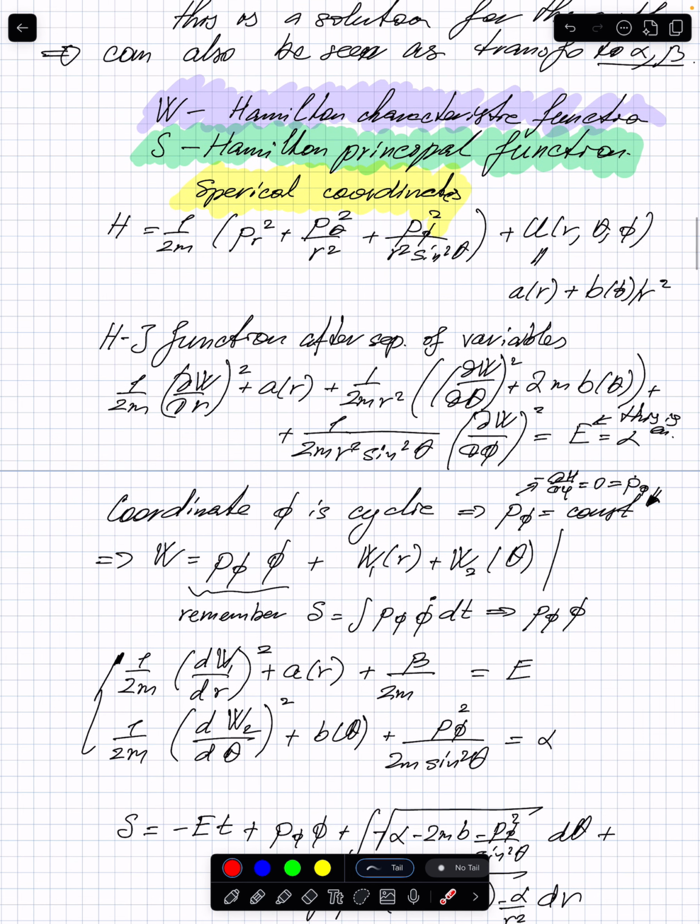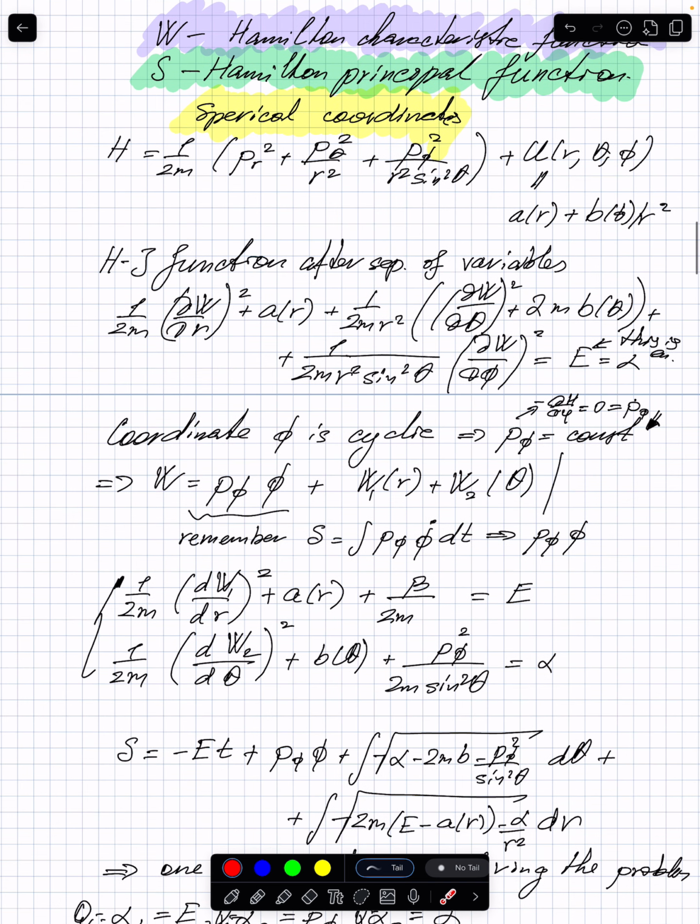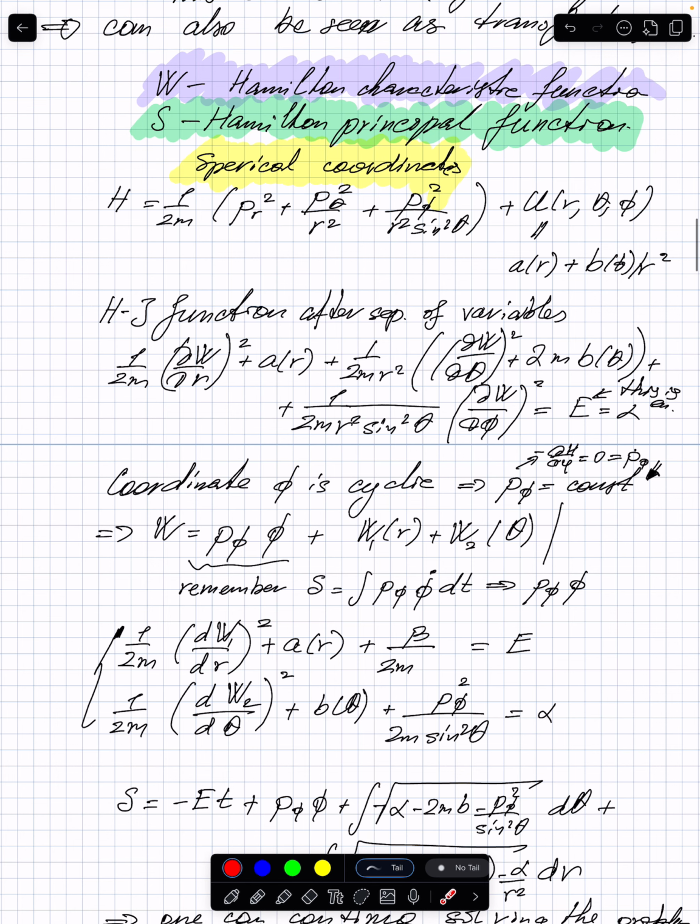All right, so now I have this partial differential equation which I need to solve for W. And W is a function of r, theta, and phi. So it's a pretty complex equation to be solved. The first thing I would like to notice is that the phi variable is cyclic. As you can see in this Hamiltonian, nothing depends on phi. Phi is cyclic. What does it mean? That dH/d phi equals 0.